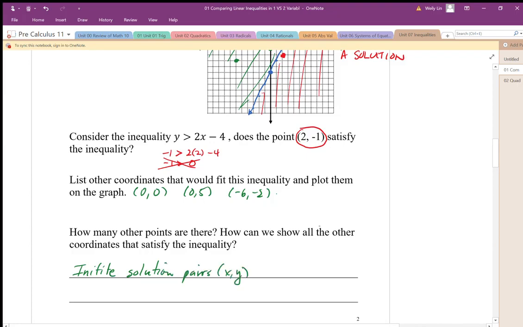So how can we show all the other coordinates that satisfy this inequality? We show the solution as an area. I'm going to be clear, it's a two-dimensional area. So with two variables, we need a 2D solution, or in other words, an area solution.